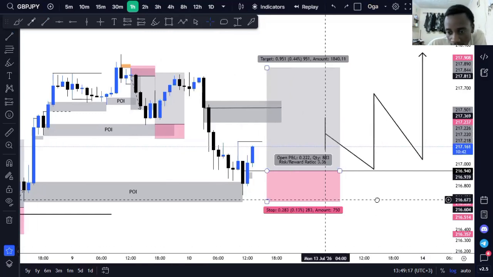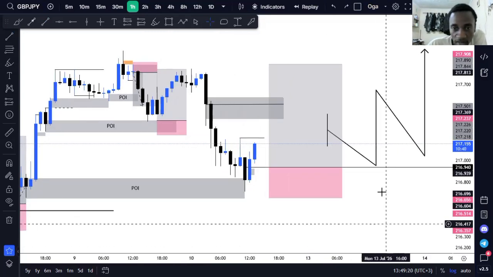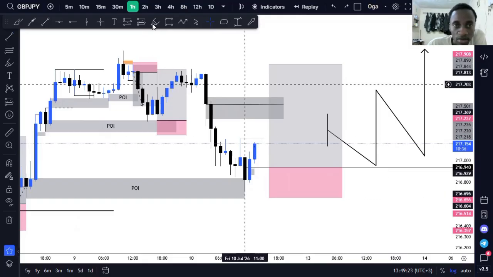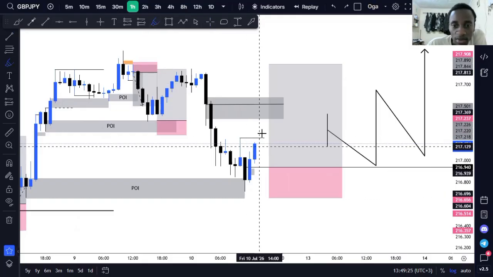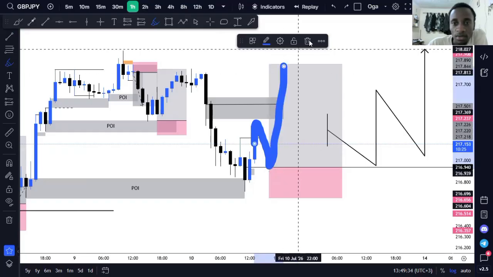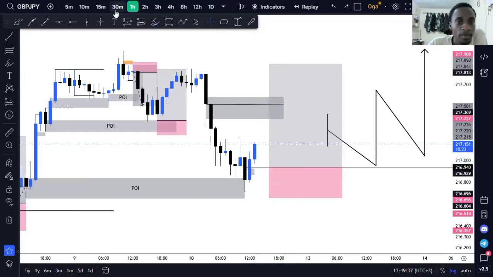Right now it's 13.49. So if it closes here by 2, then maybe it can push here and pull back during New York Open or the New York session time, and then we continue the bullish move.